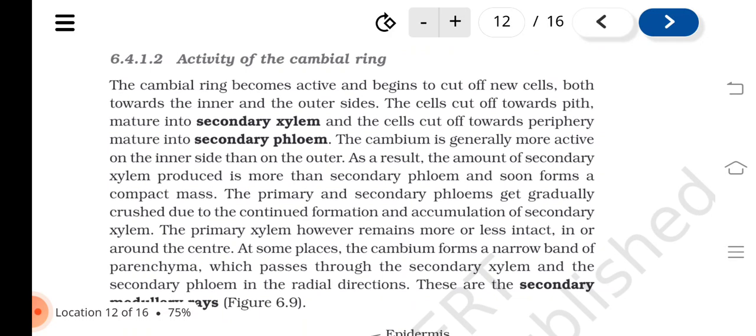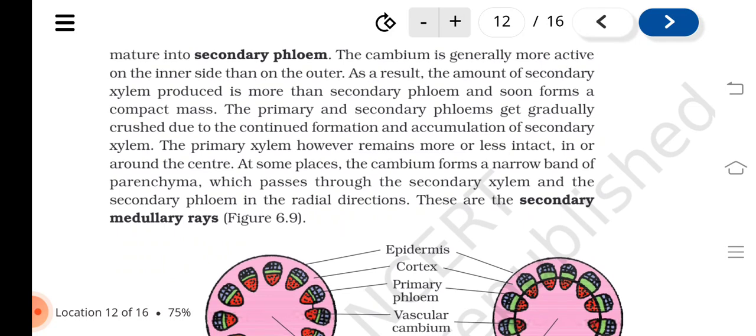Activity of the cambial ring. The cambial ring becomes active and begins to cut off new cells, both towards the inner and the outer sides. The cells cut off towards pith mature into secondary xylem, and the cells cut off towards periphery mature into secondary phloem. The cambium is generally more active on the inner side than on the outer. As a result, the amount of secondary xylem produced is more than secondary phloem and soon forms a compact mass. The primary and secondary phloems get gradually crushed due to the continued formation and accumulation of secondary xylem. The primary xylem, however, remains more or less intact in or around the center.